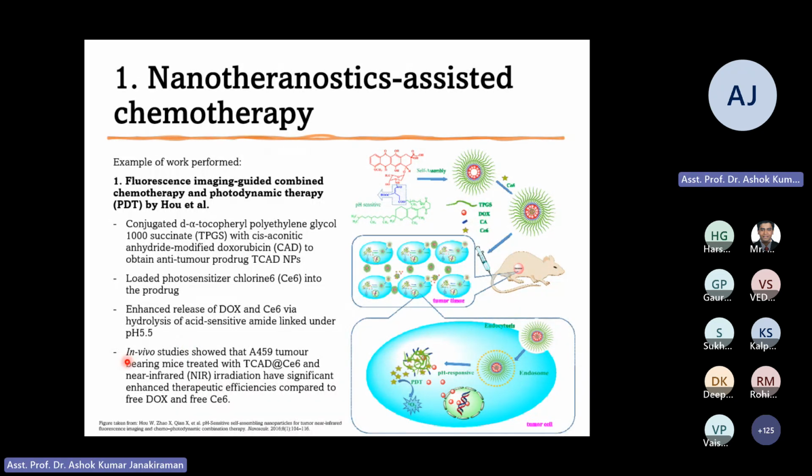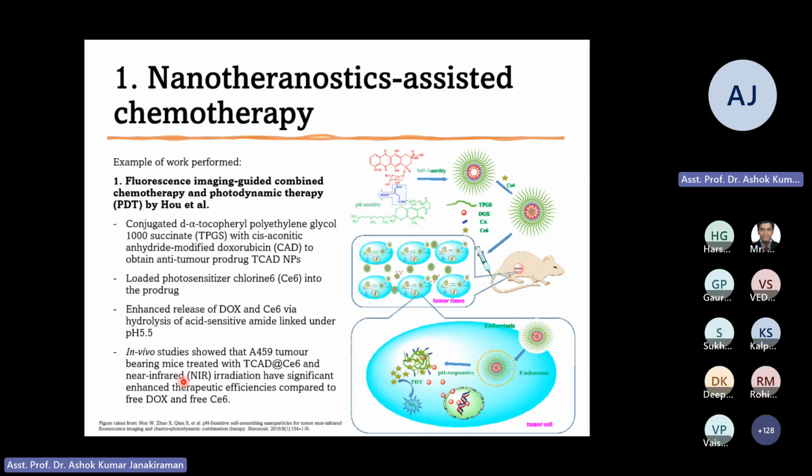They did in vivo studies using an animal model. They had A549 tumor bearing mice treated with the drug, that means the prodrug loaded with the photosensitizer, along with infrared radiation. The infrared radiation is also used here to enhance the delivery. We are using UV also, right? So that is the visible region. What is the near infrared region? It's around 1100 to 2500, considered as the near infrared region.